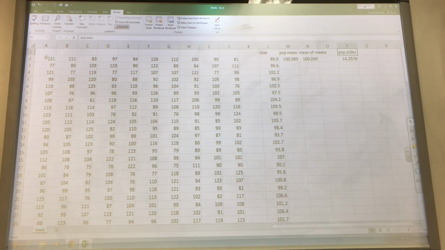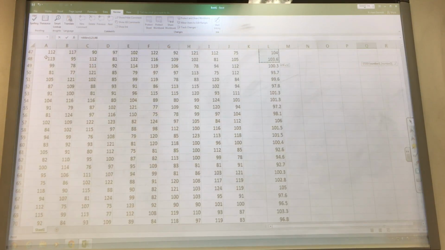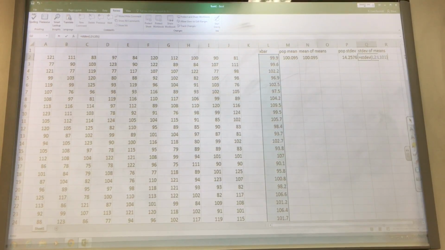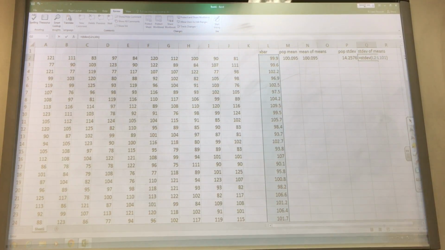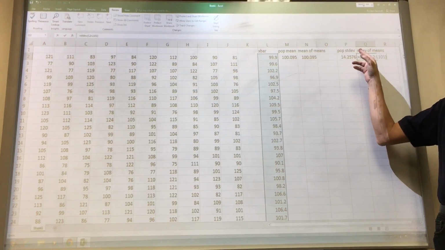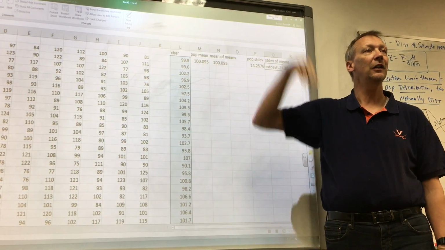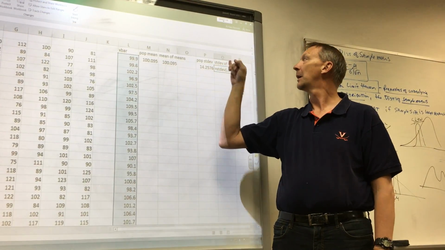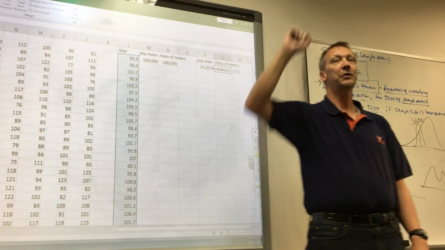Now my question is, if I did the standard deviation of all of my means, once again I'm going to ask the same question. I'm not going to press enter yet. Before I press enter, is the standard deviation of my means going to be higher, lower, or exactly the same as my population standard deviation? Who says higher?